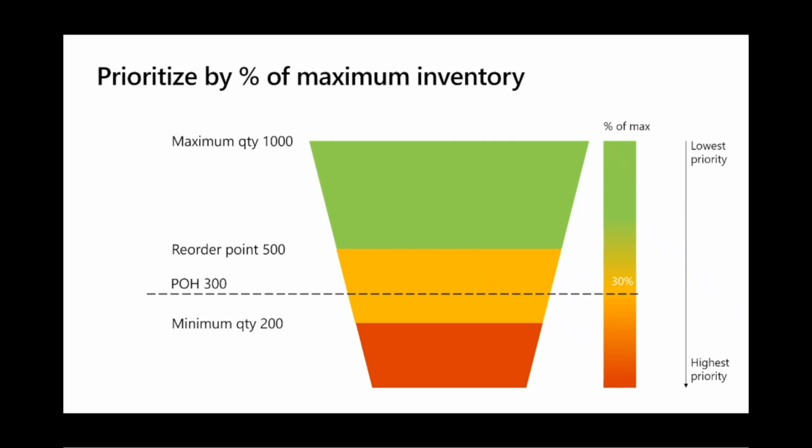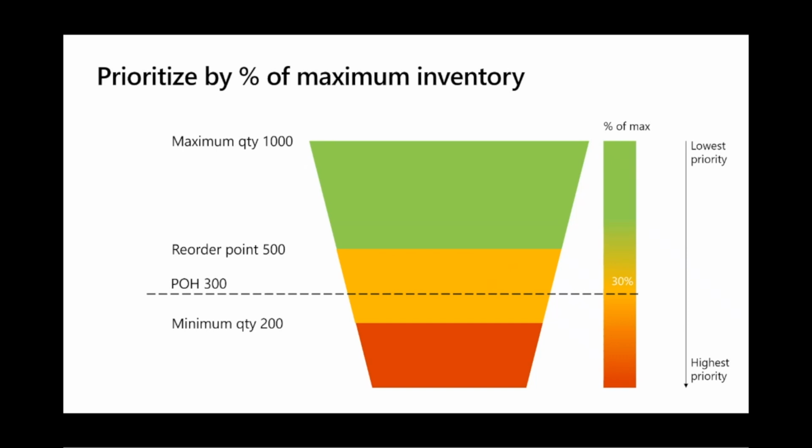If my on-hand inventory was 100 units, then that would be 10% of my maximum inventory, which would be a higher priority. What this method allows us to do is to proportionally prioritize fulfillment to warehouses where the inventory is closer to being stocked out. So when I have a different maximum quantity at different warehouses, instead of just looking at a discrete amount of inventory that's on hand, I can look at that inventory as a percentage of my target on-hand inventory.